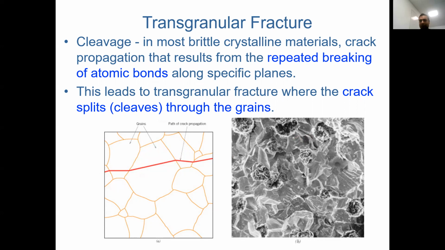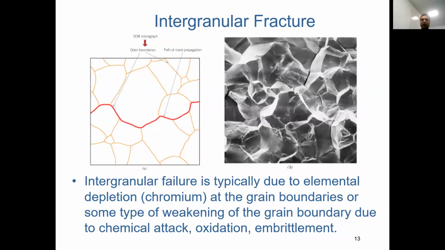Then we got the intergranular failure. Now, intergranular failure is typically due to elemental depletion. If there is chromium or something, it depletes on the grain boundaries, it weakens the grain boundaries, and then the grain boundaries are going to fail. Remember, the grain boundaries are the region of the highest impurity. No one wants the grain boundaries. So no one wants impurity.